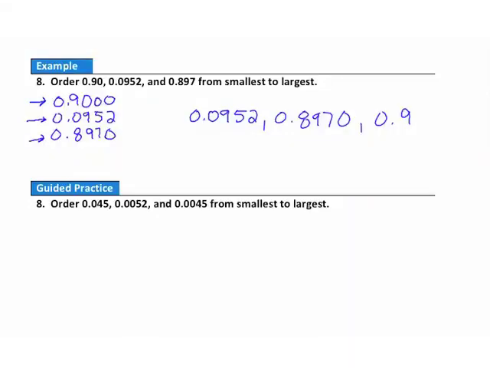Hit pause on your video player and answer this guided practice question. When you're done, hit play to see how you did.